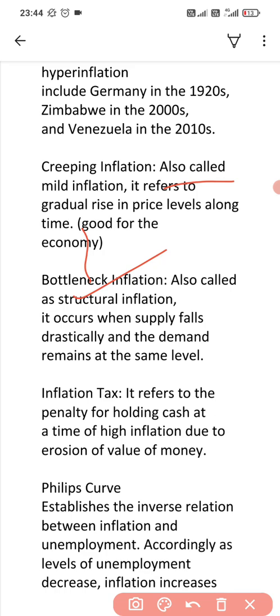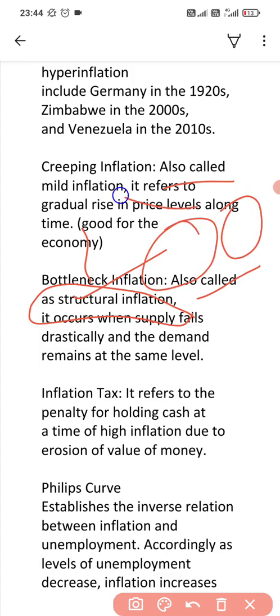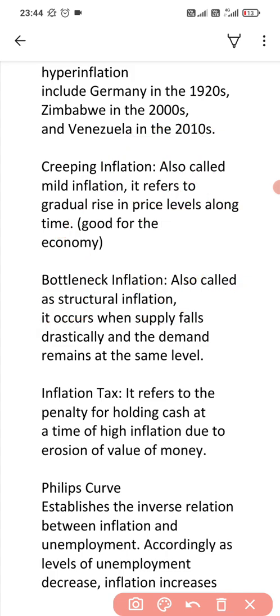Now, what is bottleneck inflation? Bottleneck inflation is also known as structural inflation. So don't be confused here also. When does this take place? It takes place when the demand is constant. Okay, so demand तो उतनी ही हो रही है लेकिन सप्लाई लेवल पे डिक्रीज हो गया है, तो इसको हम कहते हैं बॉटलनेक या फिर स्ट्रक्चरल इन्फ्लेशन.